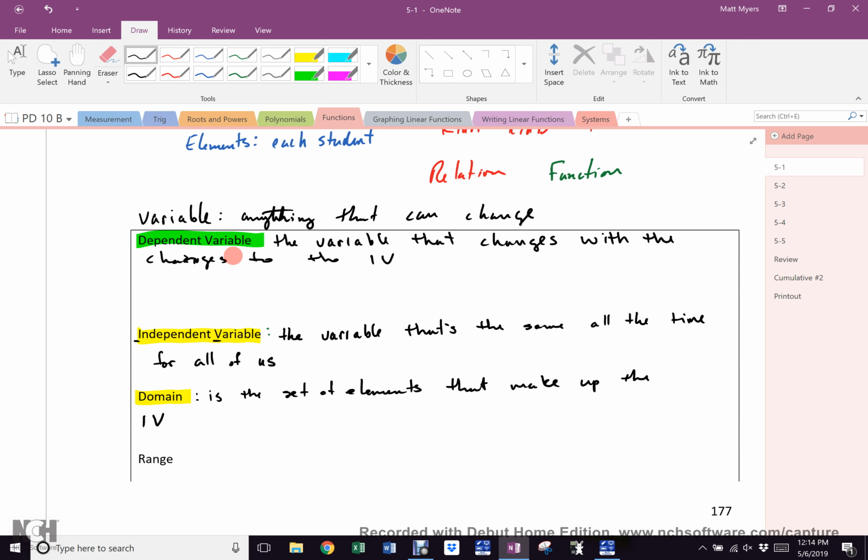Right? If I don't give you that value, if I just say, I'm thinking of a number, now, all of you that know that number, put your hand up. Everybody with me? You need an independent variable to get a dependent variable. Everybody cool? Now, being the intelligent young people that you are, if the domain is the set of elements that make up the IV, what's the range?